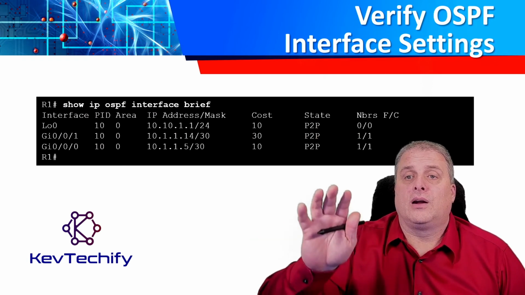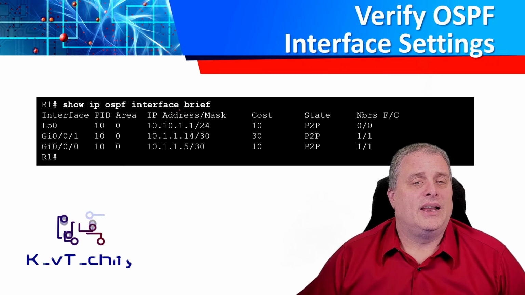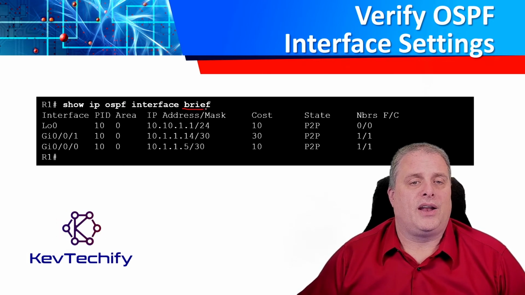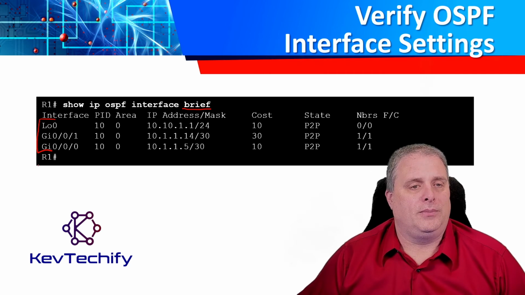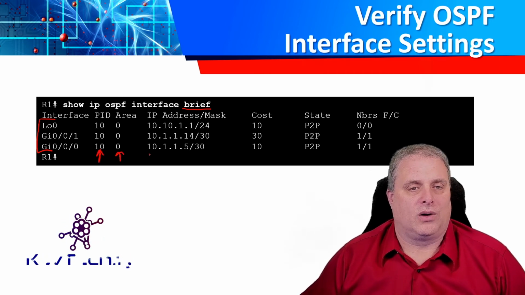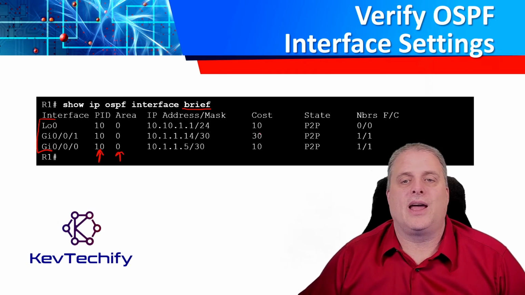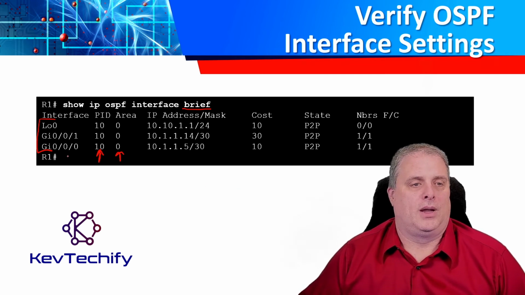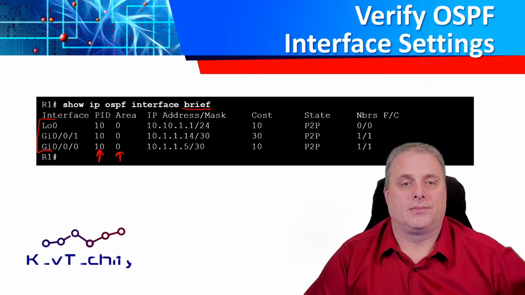To verify our interface settings, instead of specifying an interface, we can specify brief at the end, and it gives us a nice summary. It lists all the interfaces that have OSPF configured on them. It says what our process ID is. We are part of area 0. Then it tells us our IP address of those interfaces, the cost of the networks that are associated with them. Nice little summary of OSPF from our show IP OSPF interface brief command.